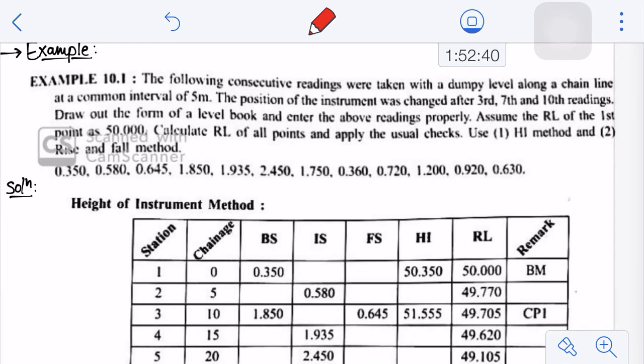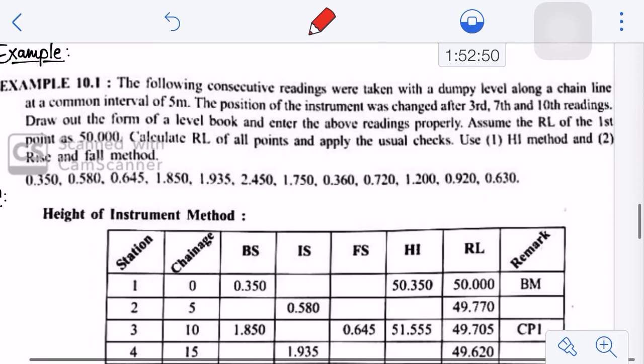So as you can see, I have incorporated one example here. This is your example data which has been mentioned here. It is quite readable, so I'm not going to read this example, but I'll try to discuss it in terms of its solution. Now we have been given data, and we have to compute the reduced levels for different points, and we have to apply the checks as well, just to identify whether our computed RLs were correct or not. We have simply been given these readings as 0.350, 0.580 and so on up to 0.630, as you can see here in this data, right?